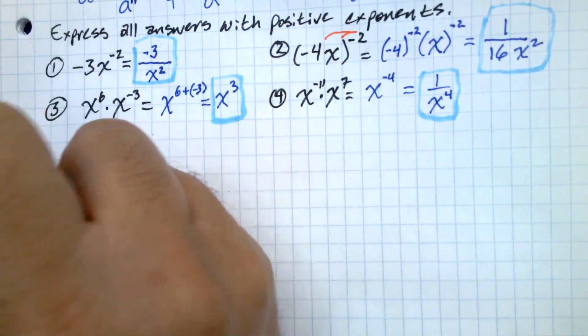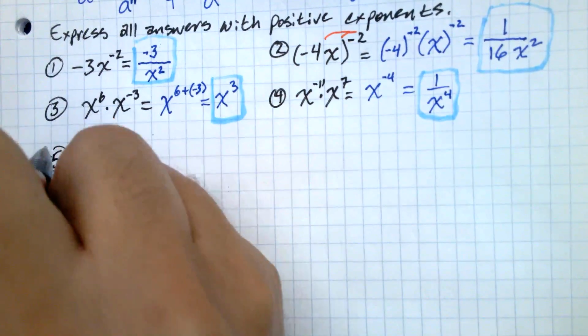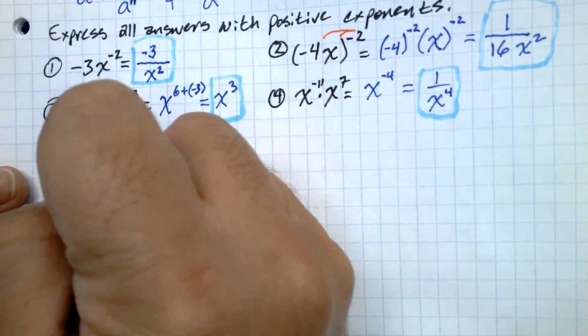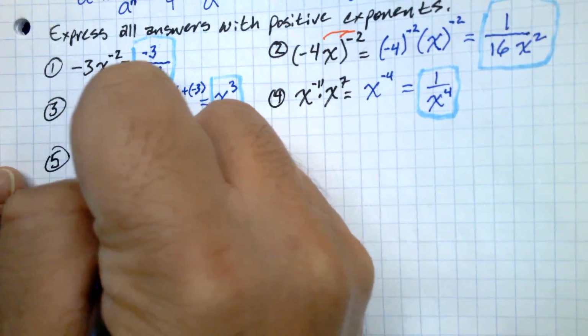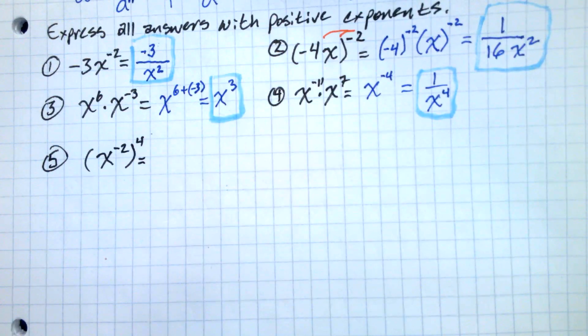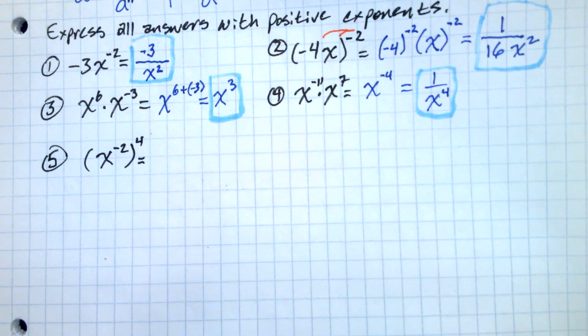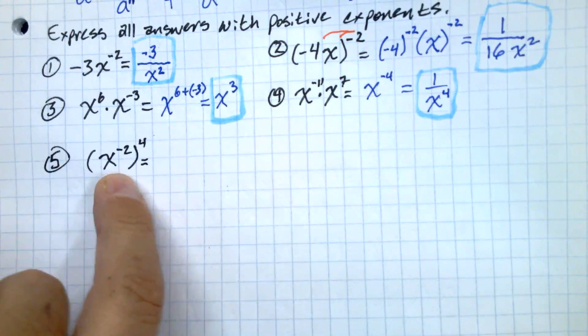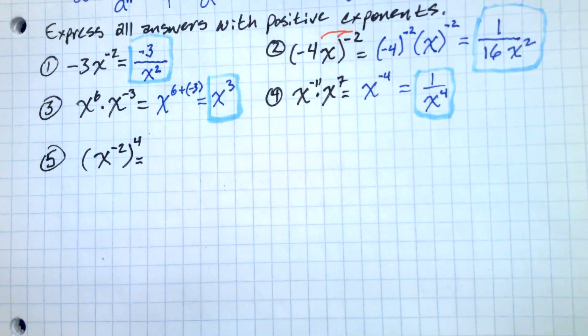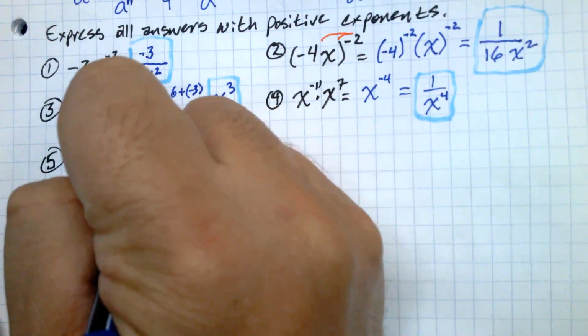All right, number 5. X to the negative 2 to the 4th. Raising a power to a power. We got to apply that rule first, the power of a power rule. Then we'll deal with the negative exponent if we have one. So what do we do when we take a power, raise it to another power? What do we do with those, the negative 2 and the 4? Multiply those. I don't want to lose anyone, so I'm going to just show that rule.